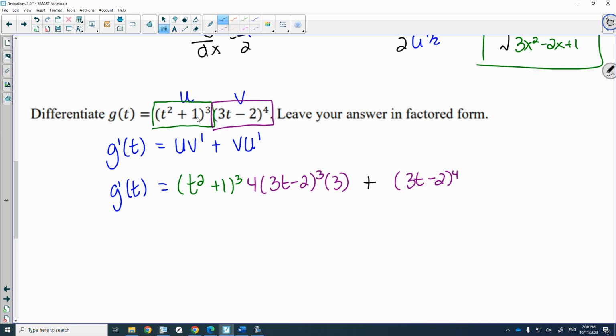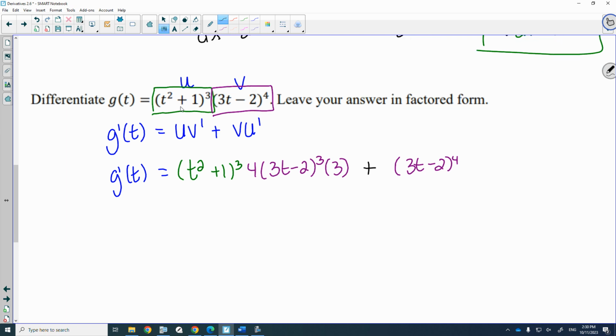Sean, can you tell me what u prime will be? So the derivative of this using chain rule. So bring the 3 to the front. So it'd be 3, and then what would it be? Yep. Times, what's the derivative of the inner function? So the derivative of that guy, 2t. Okay. Let's clean all this up.